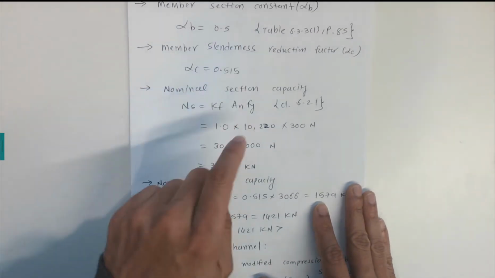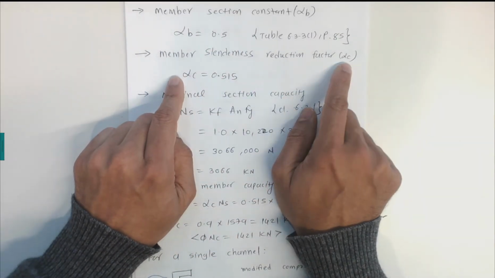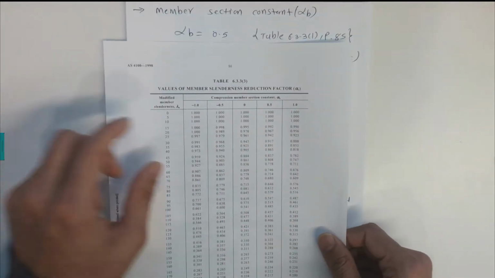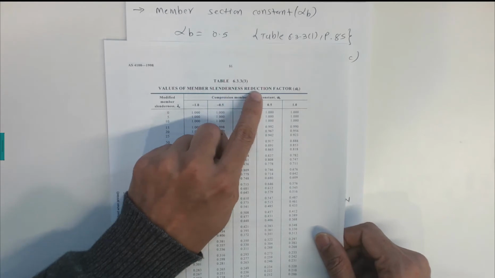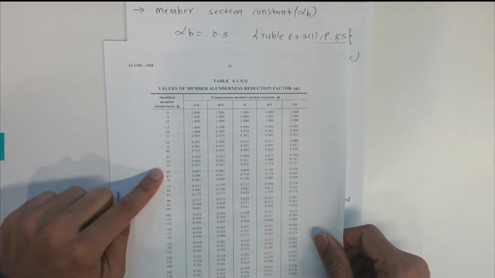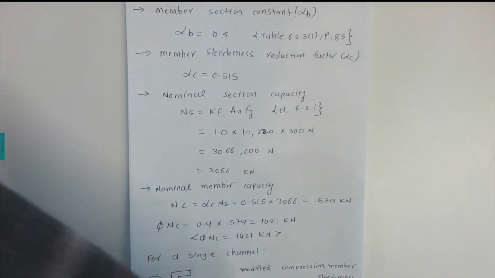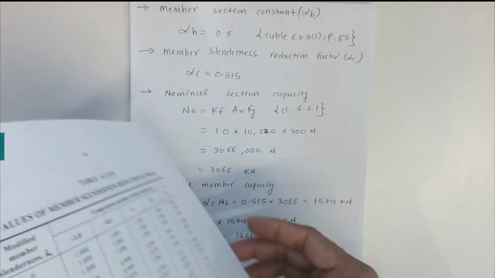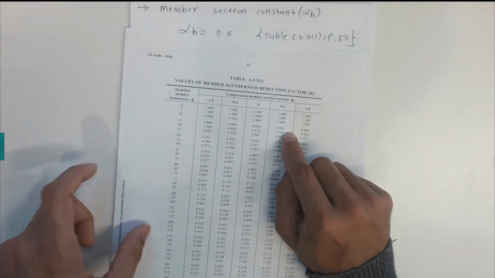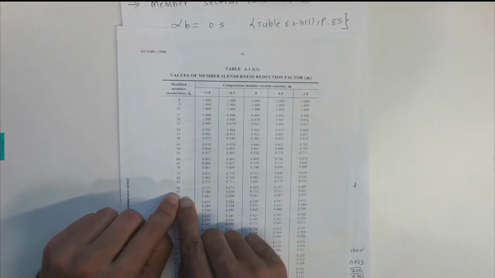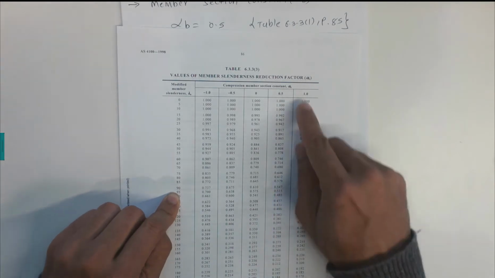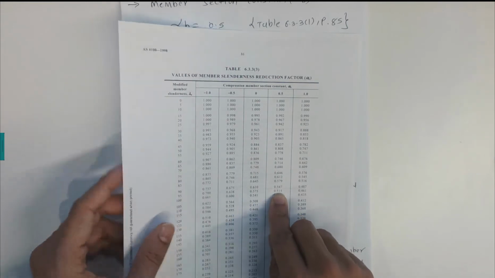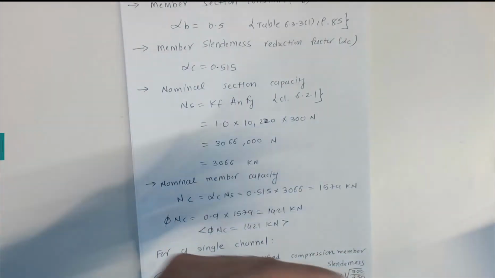So alpha b is 0.5. Now the member slenderness reduction factor alpha c. That alpha c value is given on page number 86. It has a slenderness reduction factor alpha c for lambda n. In our case, lambda n we found 95 and alpha b 0.5. So for 95 and alpha b 0.5, we have 0.515 that is taken here, 0.515.